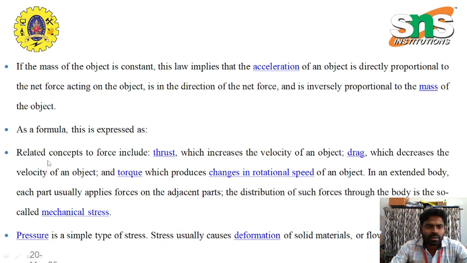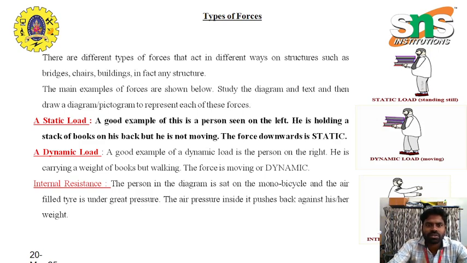Related concepts to force include thrust, which increases the velocity of an object, and drag, which decreases the velocity of an object. And we have another, called torque, which produces changes in the rotational speed of an object. In an extended body or object, each part usually applies forces on the adjacent parts. The distribution of such forces through the body is called mechanical stress. Pressure is a simple type of stress, and it causes deformation of solid material or flow in fluids.